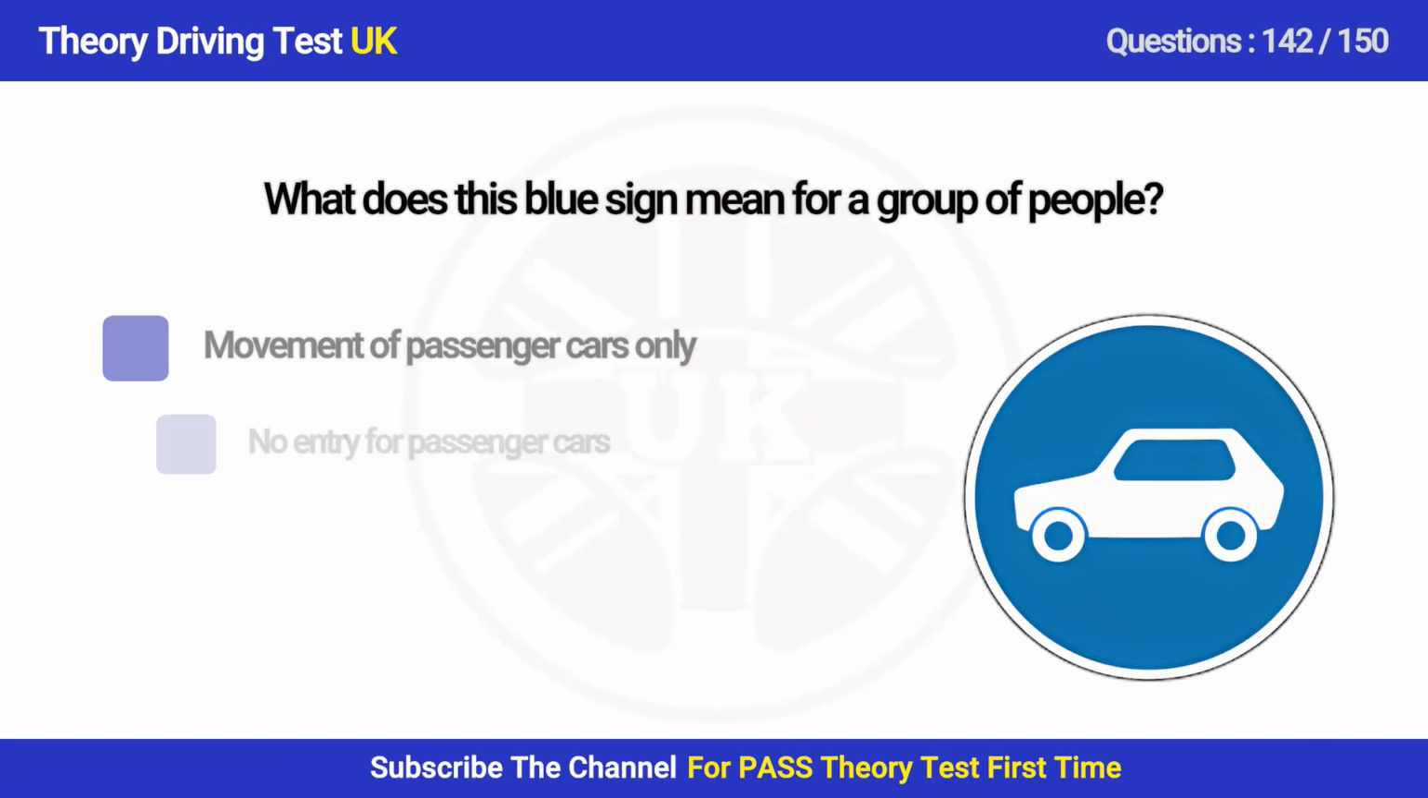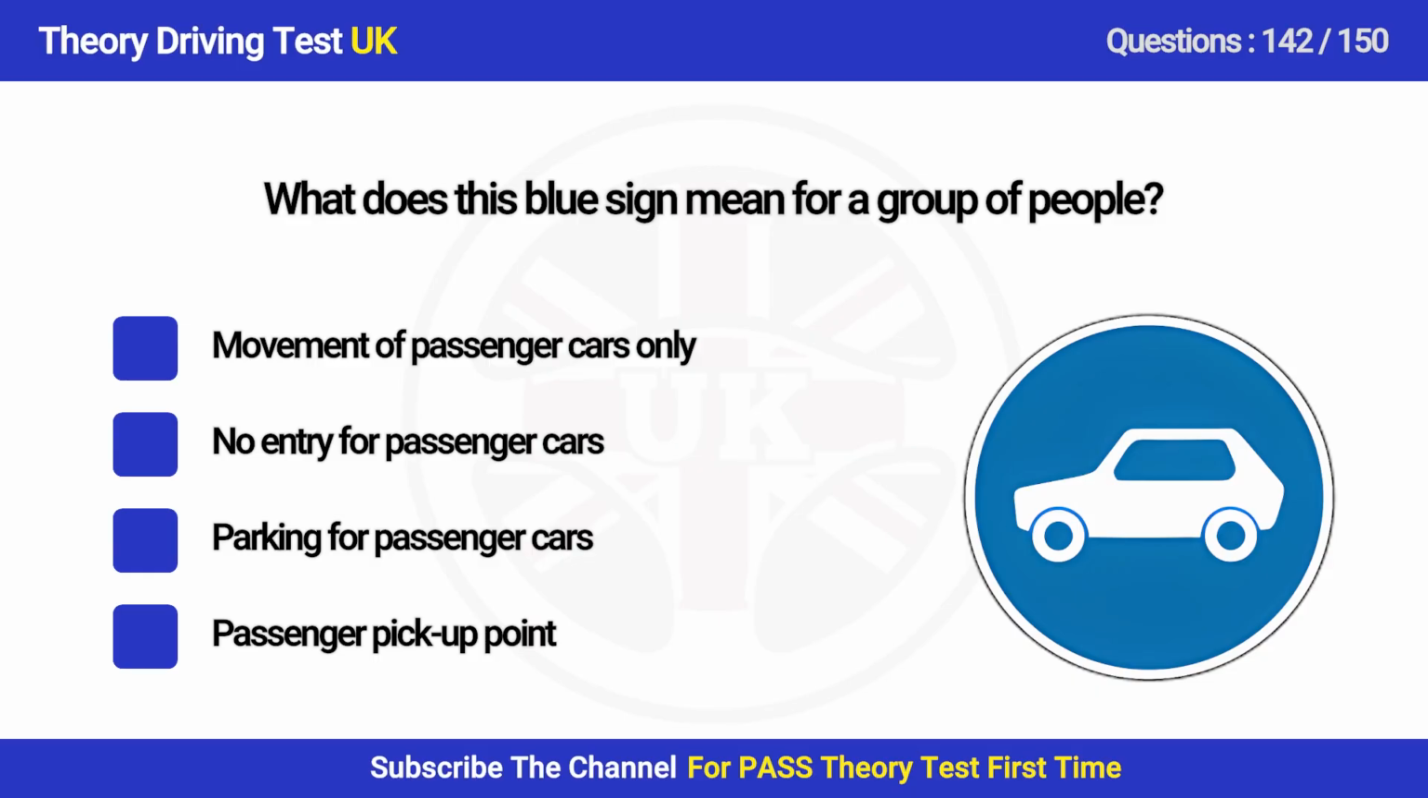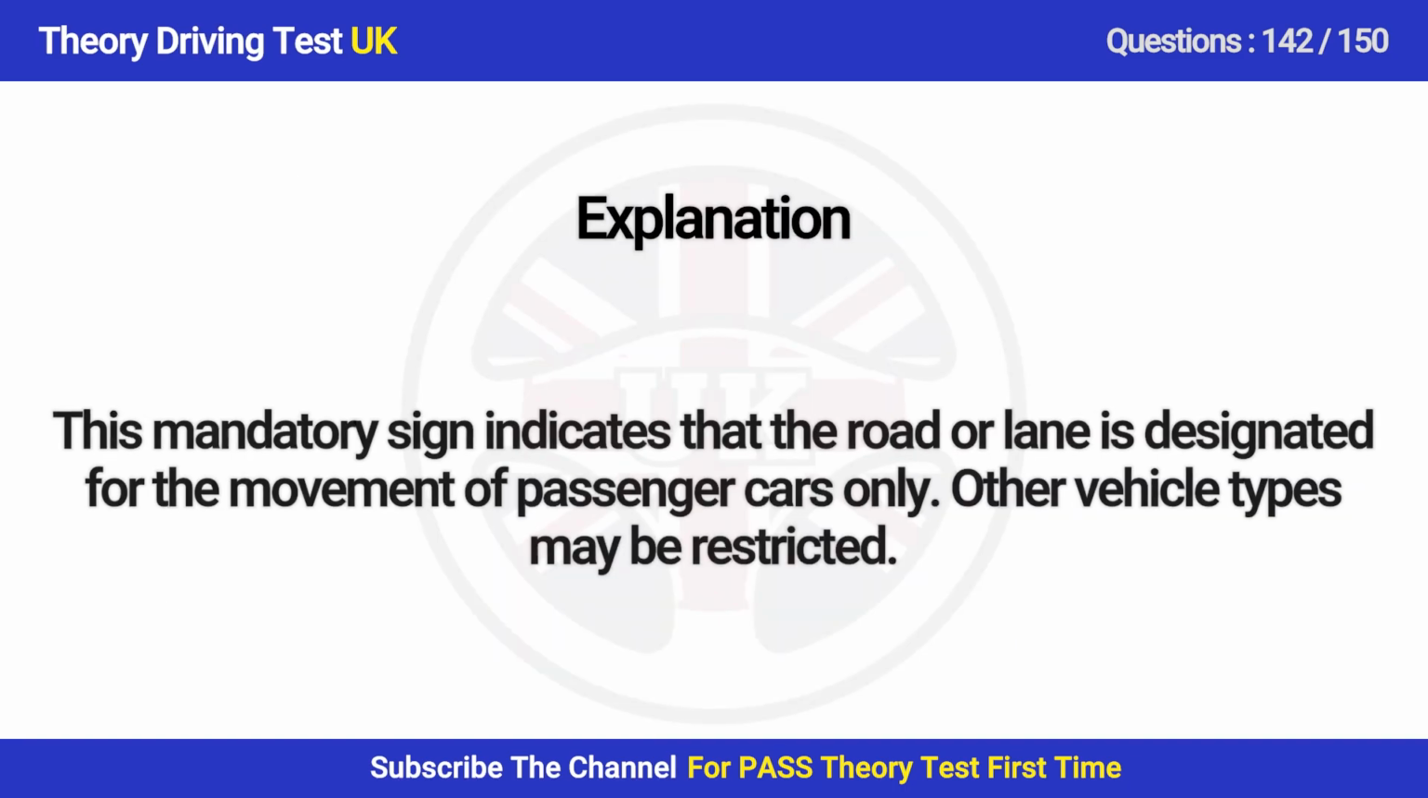Question 142. What does this blue sign mean for a group of people? A. Movement of passenger cars only. B. No entry for passenger cars. C. Parking for passenger cars. D. Passenger point. Answer is A. Movement of passenger cars only. This mandatory sign indicates that the road or lane is for the movement of passenger cars only. Other vehicle types may be restricted.